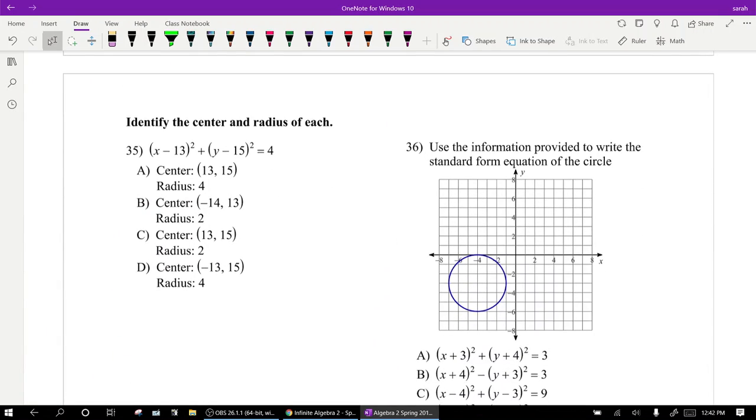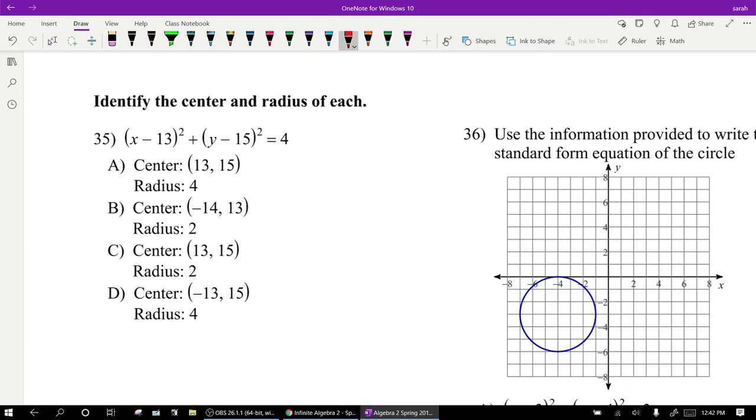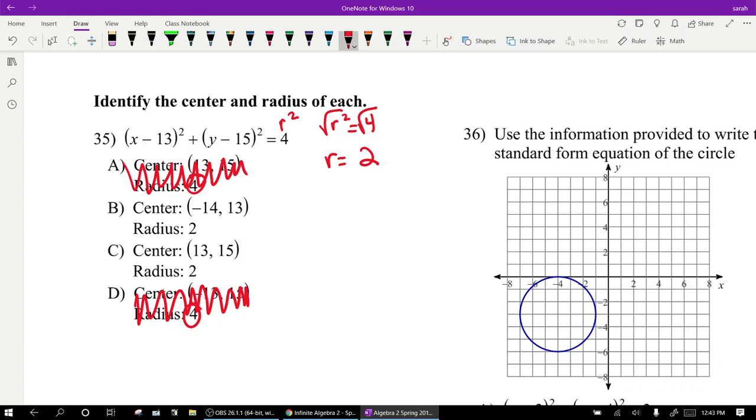35, we're almost done here. All right, identify the center and radius of each. So remember, just looking at this, I can see that it's a circle. So by looking at that, I know that this is radius squared. So the radius squared equals 4. So take the square root of both sides, so I can say the radius equals 2. Well, this one is wrong because that says radius equals 4. And this one is wrong because it also says radius equals 4. So make sure you understand the difference between those. Because notice they gave me 4. I could have just said it equals 4, but be careful, it's radius equals 2.